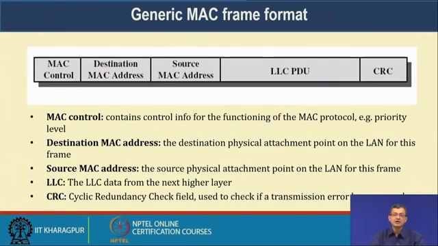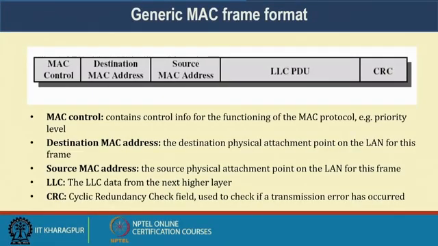Now, if we look at the generic MAC frame format, right. The MAC layer forms a frame. So, what is the MAC frame format? Its payload is the LLC PDU, the protocol data unit which it gets from the LLC. It adds the source MAC address and destination MAC address, and there is MAC control at the front of it. At the end, it gives the CRC or the cyclic redundancy check field to find out whether there is a transmission error or not by the end station or the next stop station where the data is being transmitted, right. So that is important.